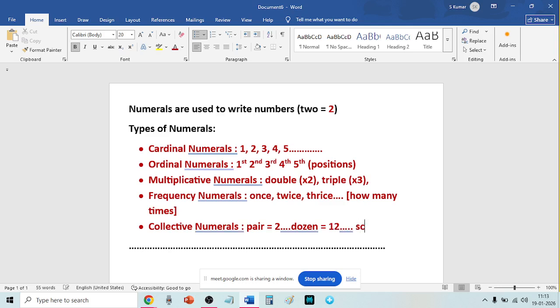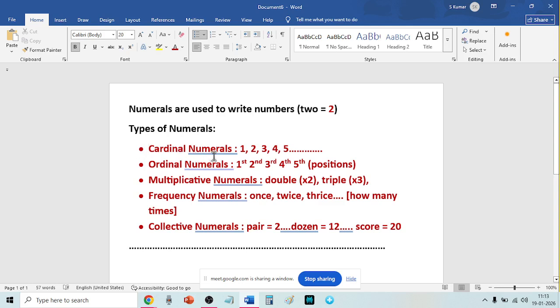You know the word score? Score means? 4 dozens is 4 times 12? No. Score is 20. When you have 20 mangoes, you say 1 score mangoes. Like 12 mangoes, you say 1 dozen mangoes. 20 mangoes, 1 score mangoes. So we will have this. This much is clear? Okay.